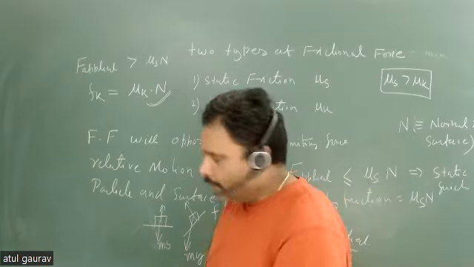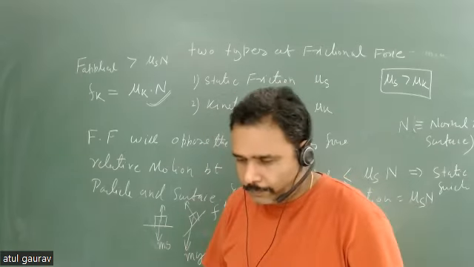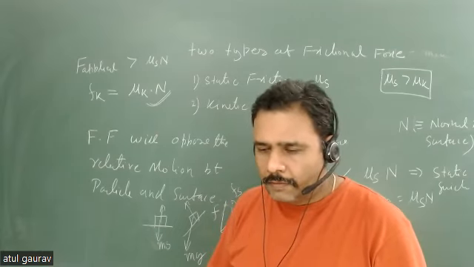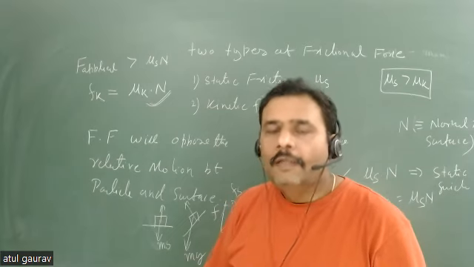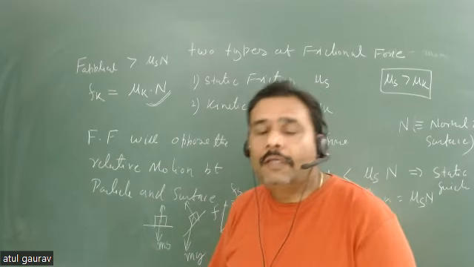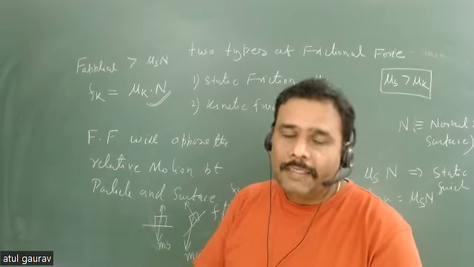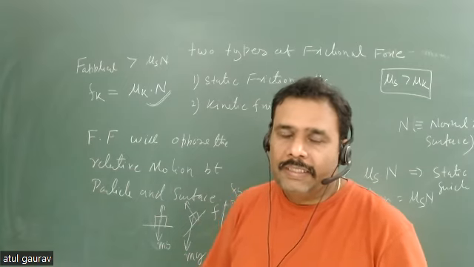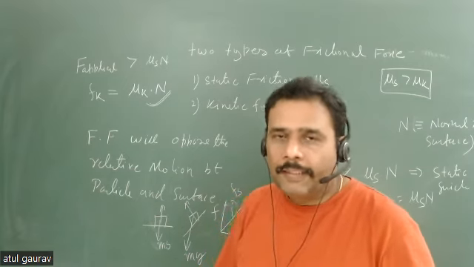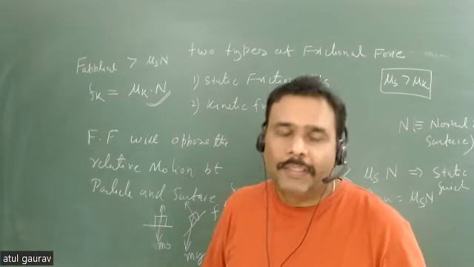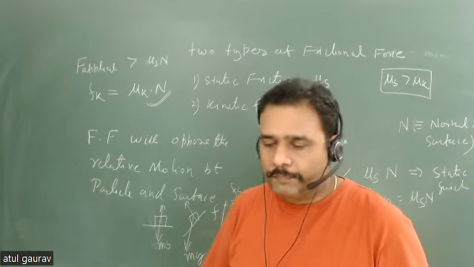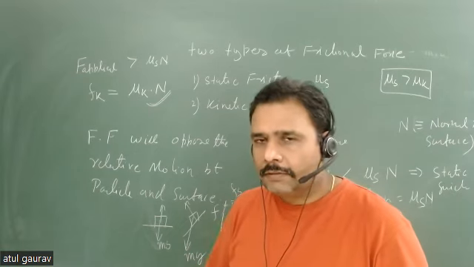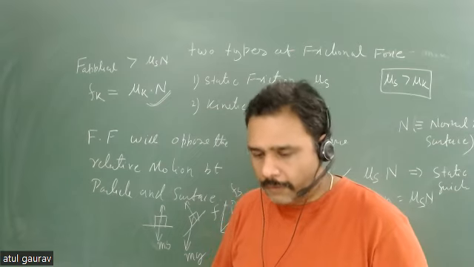Friction force arises due to relative motion between two surfaces, but it does not depend on the surface area. It will depend on motion, on your applied force, and on the nature of the surfaces. Nothing depends on area; it depends on the nature of the surface, and that information is under the coefficient of friction.